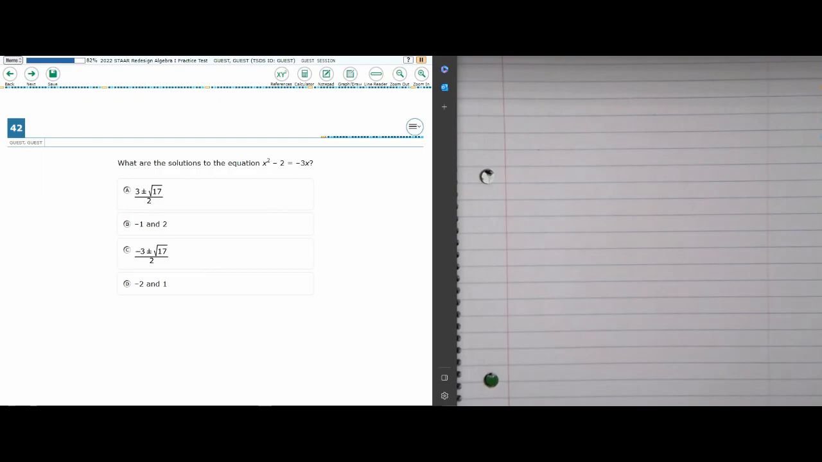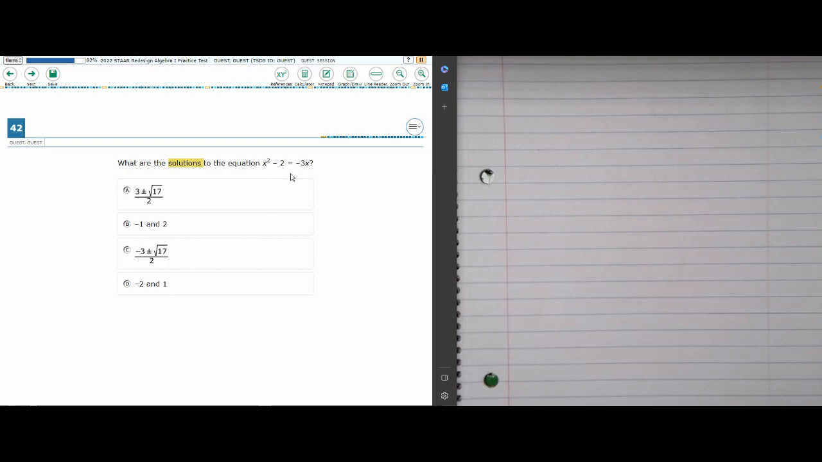On problem number 42, notice it says, what are the solutions to the equation x squared minus 2 is equal to -3x? So it wants us to find the solution to it, which means we're going to have to solve this quadratic. Now there's more than one way we can do it.